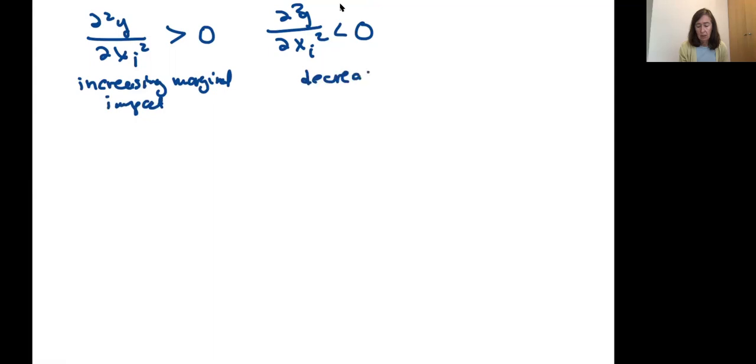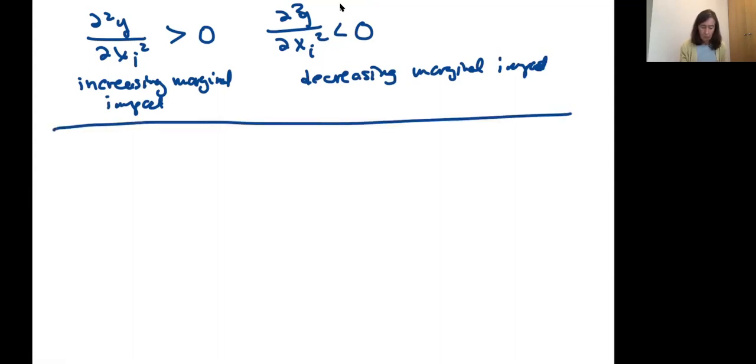decreasing marginal impact. Okay, so the cross partial, again, sometimes just saying out the words is helpful. Does increasing x2 increase or decrease the impact of x1? So the sum of the cross partial here.